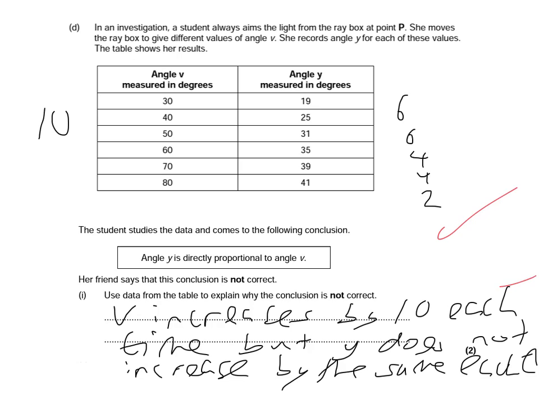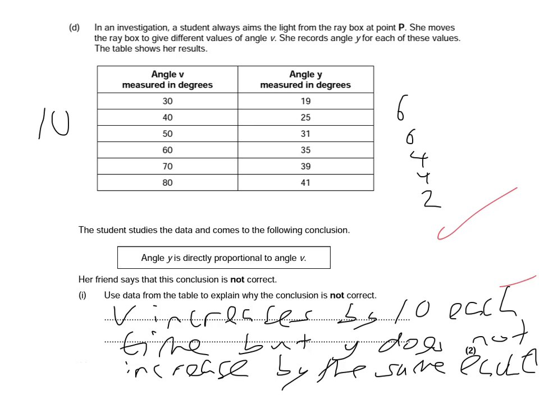Now, some people, when answering this question, made the mistake of thinking that if they're directly proportional to each other, they have to go up by the same each time. They have to be the same numbers. That's not the case. They just need to increase by the same amount each time, which in this case they don't. So that's what you're trying to answer there. Again, one mark for saying that as V increases by 10 each time, Y does not increase by the same each time, and a mark for doing some sort of calculation. You could have also said that the ratio between V and Y is not the same each time, or you could have said that angle V increases by the same increment, whereas Y does not increase by the same increment. Again, they would have both got you the marks.